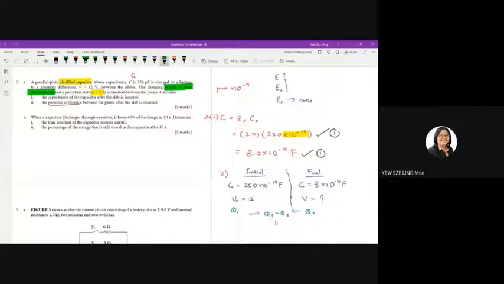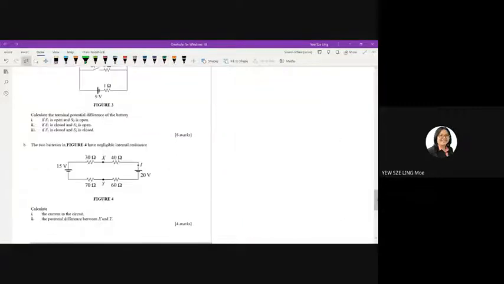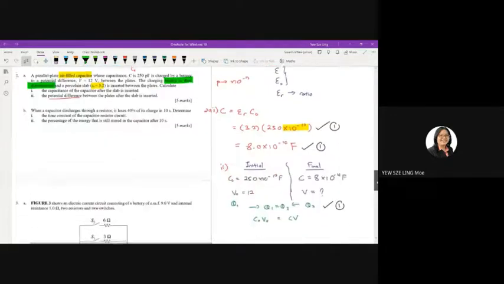So Q1 equals Q2. If you got this right, if you know this relationship, then you get 1 mark. Okay, you get 1 mark if you know the relationship. And then Q1, which is your initial Q0, Q1 is equal to C0 V0, and then equal to CV. So what are you going to do next?